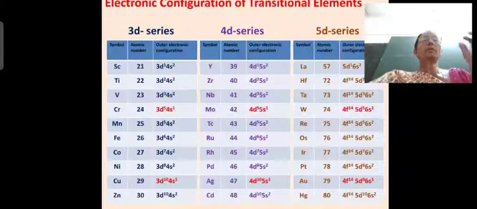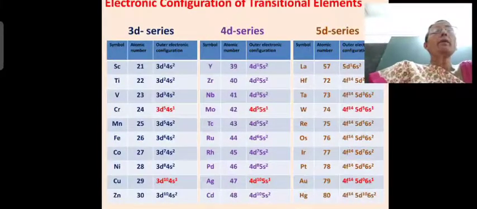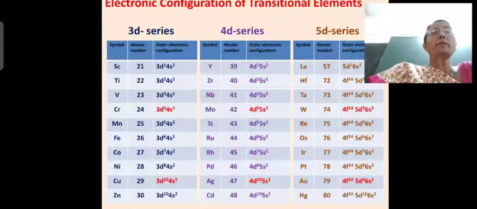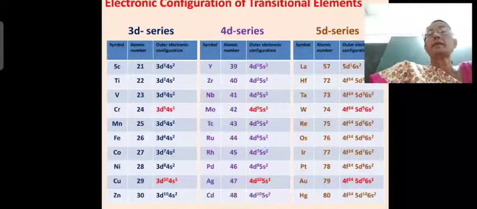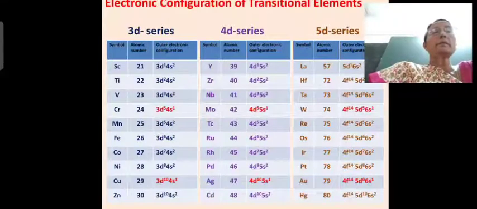Now we will move to the next slide, that is electronic configuration of transition elements. So how do we write electronic configuration of 3d series, 4d series and then 5d series? You can see here the symbol of all the elements of 3d series. How many elements are present in 3d series? 10 elements. Which are those? Scandium, titanium, vanadium, chromium, manganese, iron. Iron symbol is Fe. Cobalt, nickel, copper and zinc. First element is scandium, last element is zinc.